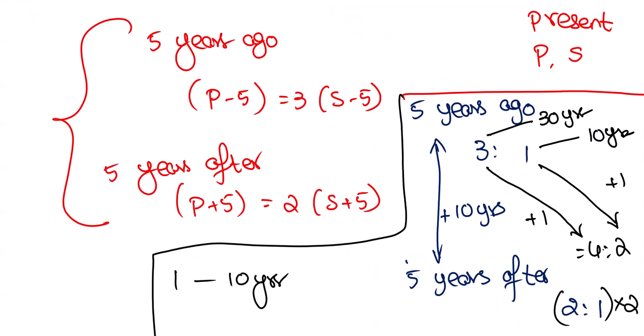But why multiplied by 2? Why not multiplied by 3? Both ages are increased by 10. In ratio, both should be increased by the same value. Both should be plus 1 likewise. Both should be same. Right.